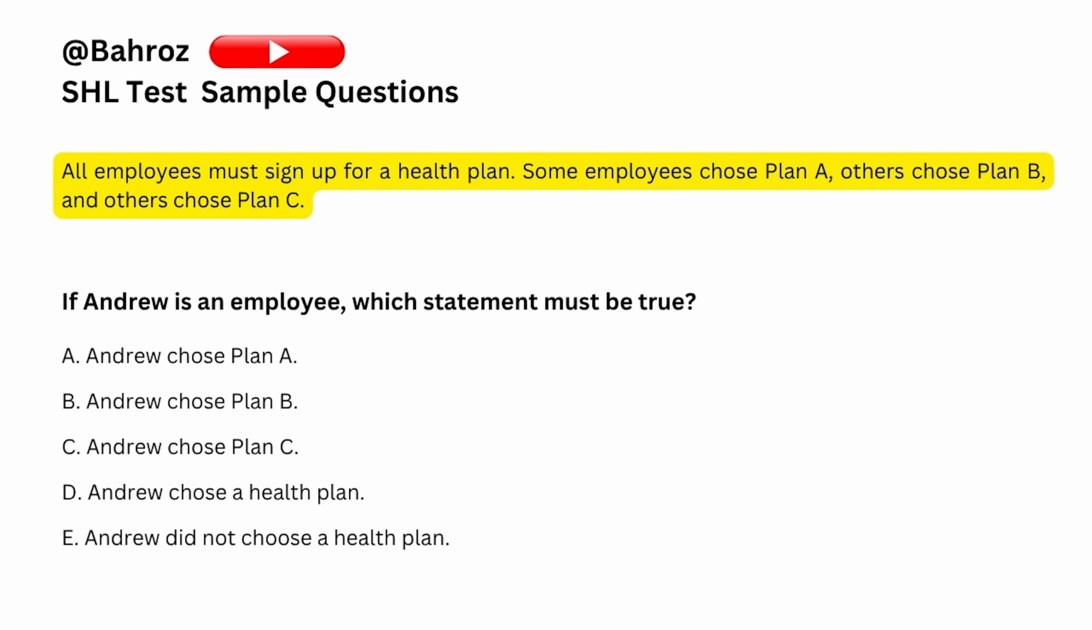Alright, so we know all employees must pick a health plan, either A, B, or C. Since Andrew is an employee, he has to choose one. Option A, B, or C could be true, but we don't know which plan he picked. Option D says he chose a plan, which is guaranteed by the rule. Option E contradicts it. So D is the answer.